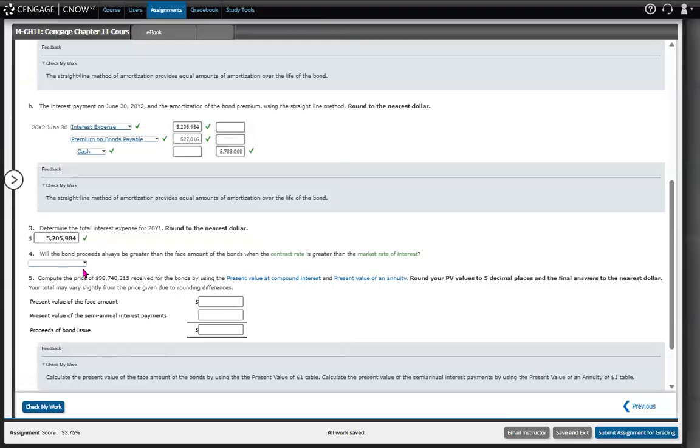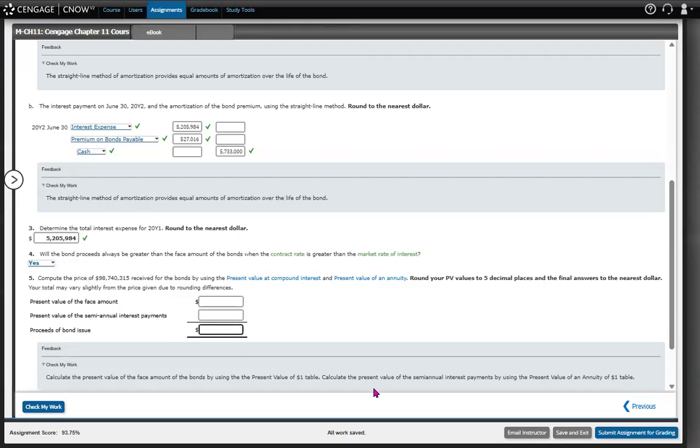Okay. Now it says, will the bond proceeds always be greater than the face when the contract rate, which mine is 13%, is greater than the market rate, which is 11%? And the answer is yes, because that bond is more attractive. I'd much rather earn 13% on my money than just 11%. It's extra, right? So the answer is yes.